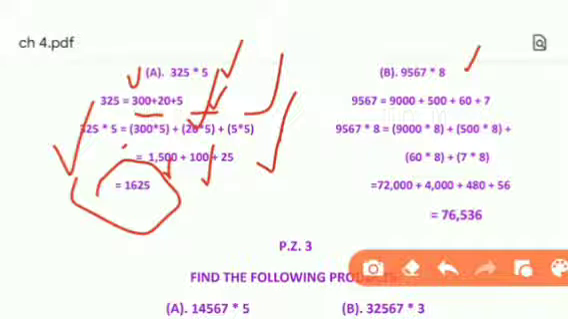So now here we will see the second question. The second question is the same. So first we will write this number over here. Now we will expand these numbers. Now we will start multiplying these numbers, like 9000 into 8 plus 500 into 8 plus 60 into 8 plus 7 into 8. Now we will multiply one by one, 9000 into 8. As you can see, the number is bigger than usual. So how will you multiply?